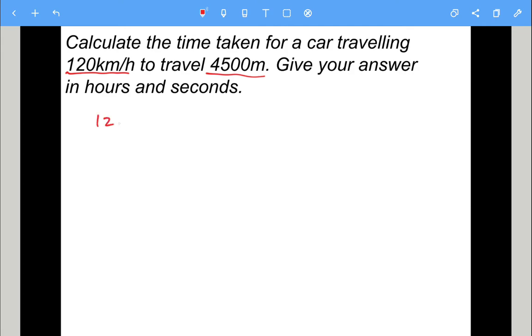So 120 kilometres per hour is 120,000 metres divided by 3,600 seconds, or 120 and just divide by 3.6. So that would give you 33 and a third metres per second. So that's the first job done. Then let's write the equation. So distance is speed times time. Then let's put some numbers in.